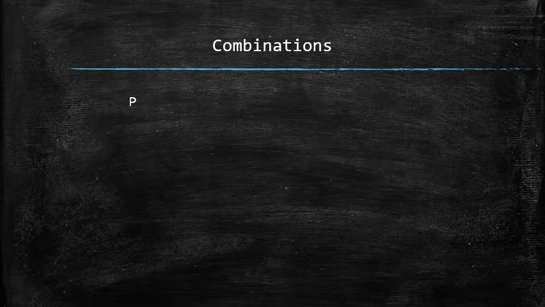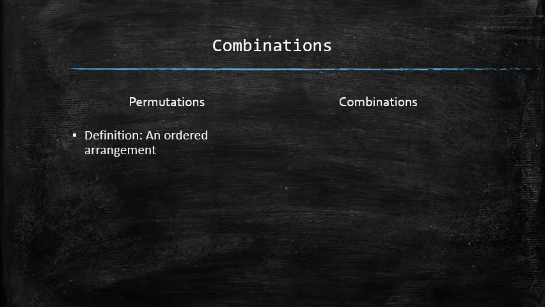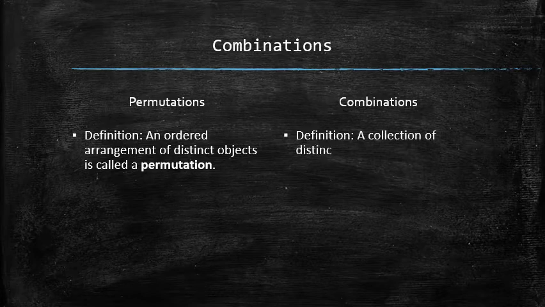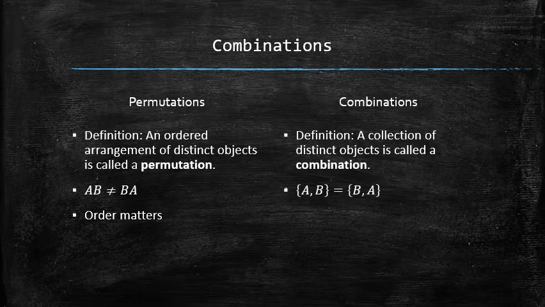Let's discuss the differences between permutations and combinations. First, let's recall the definitions. Permutation is an ordered arrangement of distinct objects, while combination is simply a collection of distinct objects without order. So the main difference is that permutation AB will not be the same as permutation BA. So we say the order matters in permutations. But the combination AB is the same as the combination BA. So we say that the order doesn't matter in combinations.